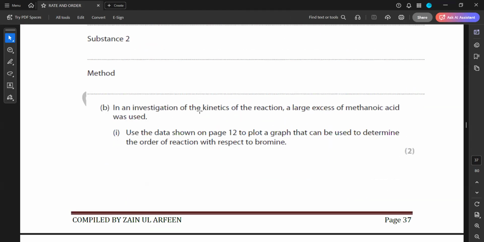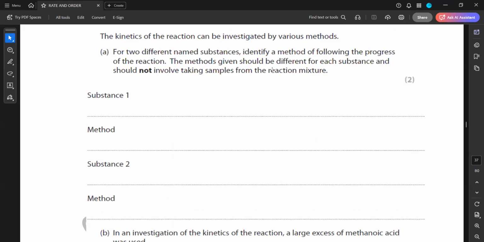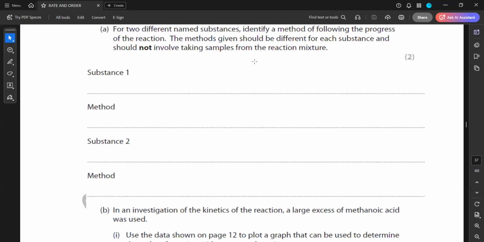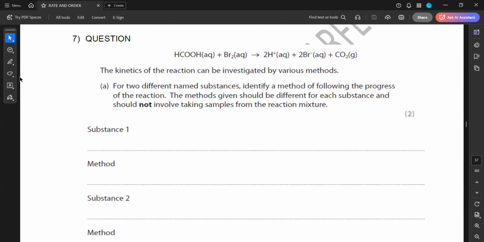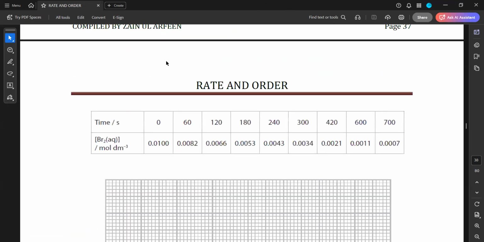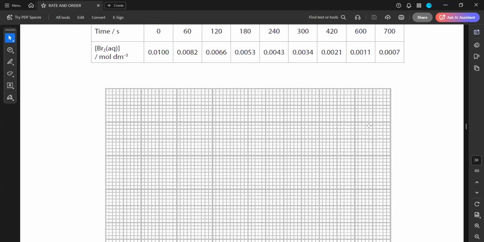In an investigation of the kinetics of the reaction, a large excess of methanoic acid was used. Why do we use a large excess of methanoic acid? Because we were finding the rate with respect to bromine. So bromine should be the limiting reagent and the other reagent should be in excess, so the change in its amount won't affect the rate. Only the limiting factor will affect the rate, and we can determine the rate with respect to bromine. So we have the time and the concentration of bromine.